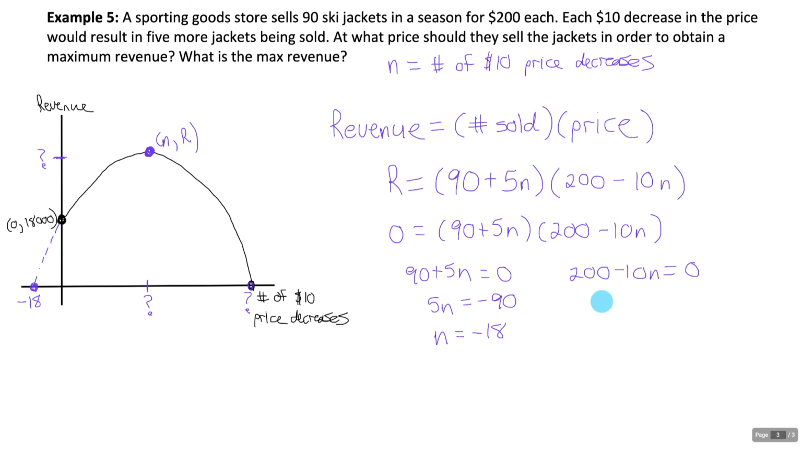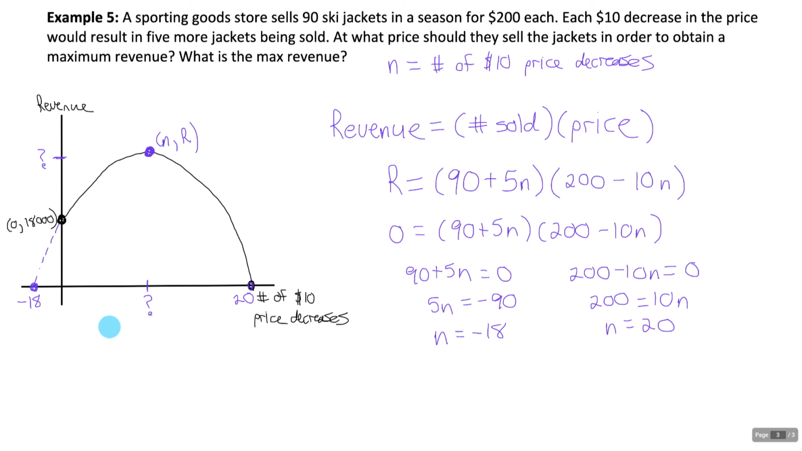Or if I solve the second equation, I'll add the 10n to the other side, and then divide by 10, and I get n equals 20. So I now know the x-coordinate of this point is 20. So if they decrease the price by $10 20 times, that would make the price go to 0. So it doesn't matter how many they sell. If they're selling them for $0, of course the revenue is going to be 0.